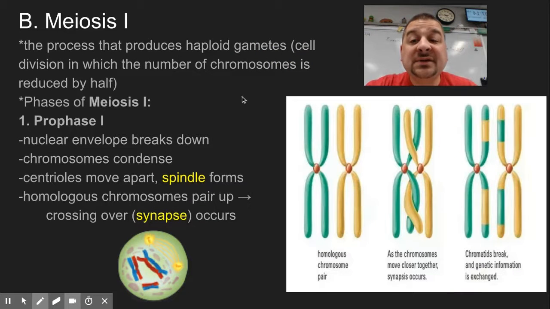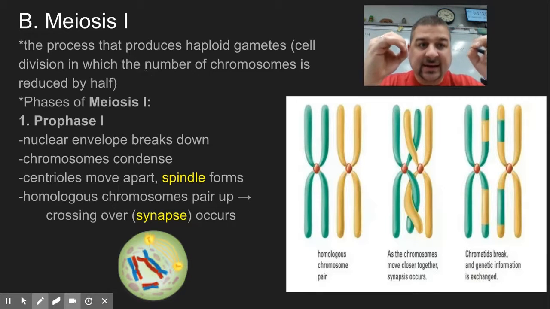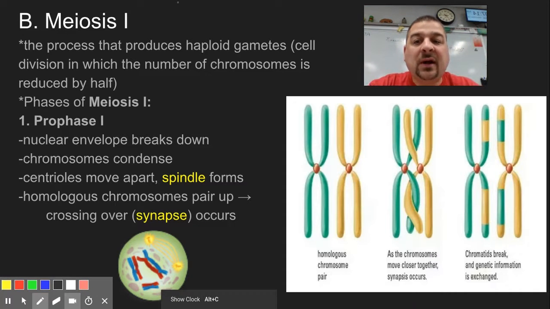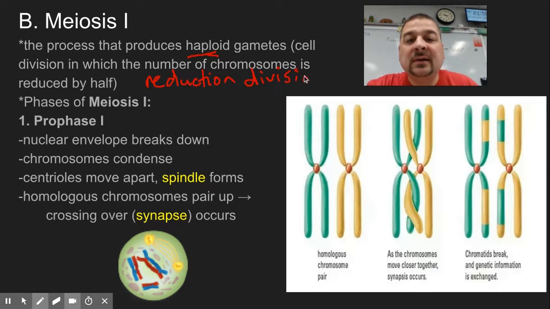Okay, like I said, meiosis, unlike mitosis, where you have a cell that divides into two cells that are genetically identical, they both have the same amount of chromosomes as the mother cell did. Meiosis we often call reduction division, because it produces haploid gametes, which means half as many chromosomes. Mitosis is just dividing up the DNA in the nucleus. In meiosis, it's going to divide it down from 2n down to n, half as many.